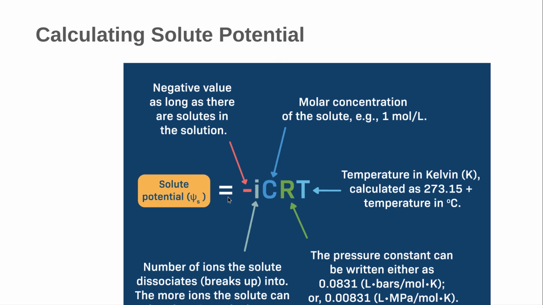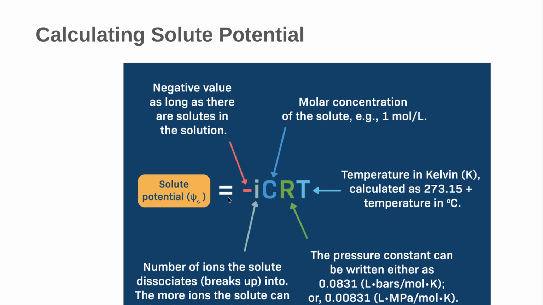If I add glucose, it is not going to break up into anything, right? It is just going to be 1. Sucrose is not going to break up into ions, so it is still going to be 1. If I add sodium chloride, it is going to break up into Na plus and Cl minus. So the ionization potential of sodium chloride is going to be 2. Usually in a problem they will give you the values for the ionization potential of the solute that they are using. Sodium chloride is 2, sucrose is 1.